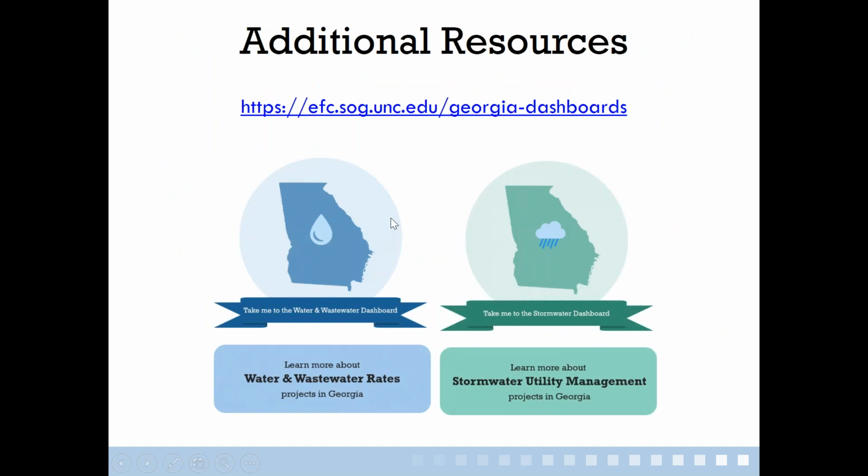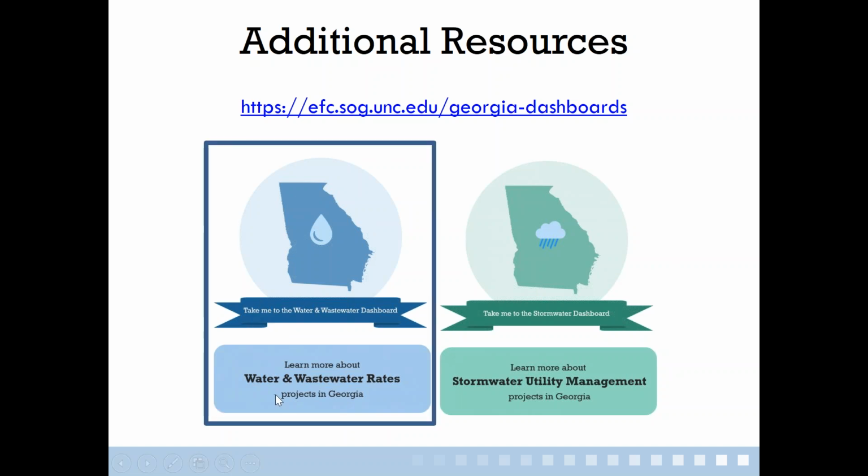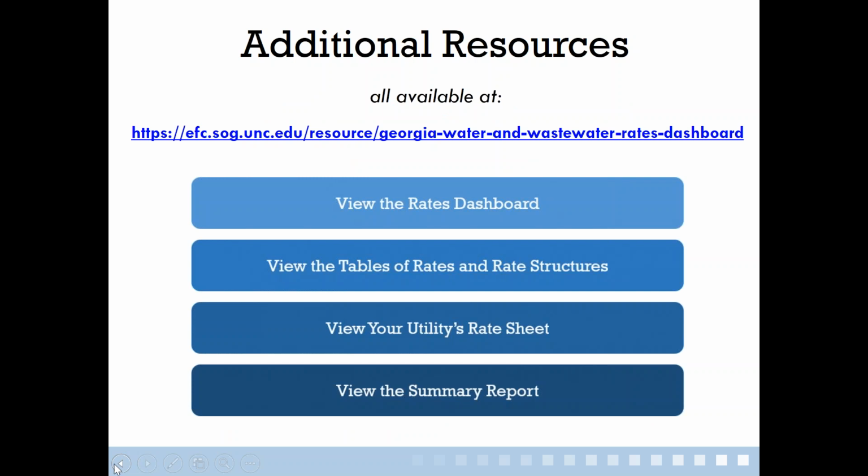So to get to some of these additional resources, we just wanted to walk you through the steps. If you navigate to this link here, it takes you to a page that looks exactly like this. On the left, you have a link that says take me to the water and wastewater dashboard, and on the right, you have take me to the stormwater dashboard. As Annalee mentioned earlier, we also do a stormwater dashboard for Georgia. If that's something that you're interested in, you could click on that. But for the purposes of this, we're just going to focus on the water and wastewater rates dashboard.